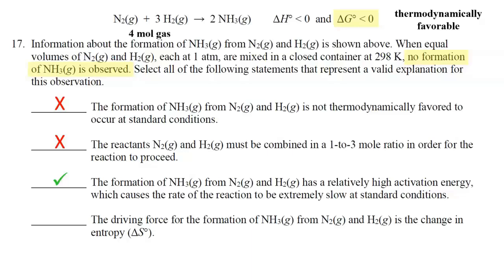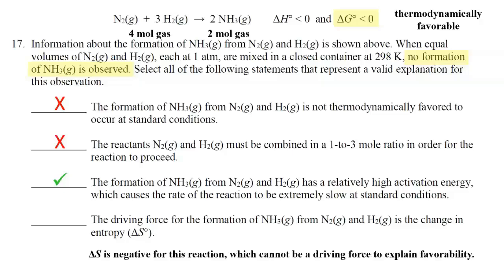When you go from 4 moles of gas on the reactant side of the equation to 2 moles of gas on the product side of the equation, you are decreasing the number of moles of gas. Therefore, you have a smaller number of arrangements. The entropy of the system is actually going to decrease, and a negative delta S cannot be a driving force. So if delta S is negative, that cannot be a driving force. That statement is false. So why is no formation of NH3 observed, even though we have these chemicals mixed together?